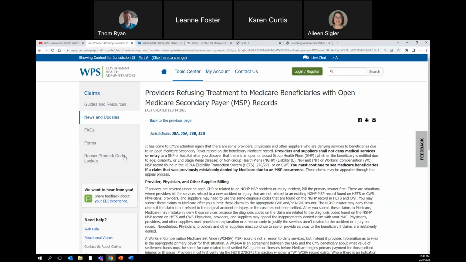And the bigger issue is providers and suppliers, providers including facilities, are denying service or entry if the patient has a group health plan open. And this isn't acceptable to CMS, so they want to make sure this isn't happening. So key things right here, you have to continue to see the patient even if there is an MSP occurrence. This claim can be appealed through the appeals process or a variety of other things. They don't want you to deny the service based on the fact that there's an MSP file open in the system. And again, you can check a variety of different sources to find that information.